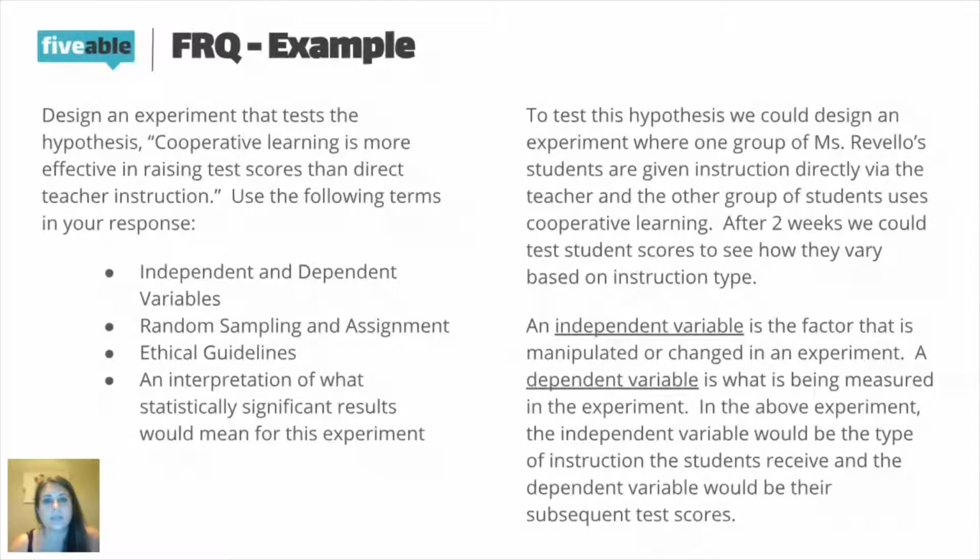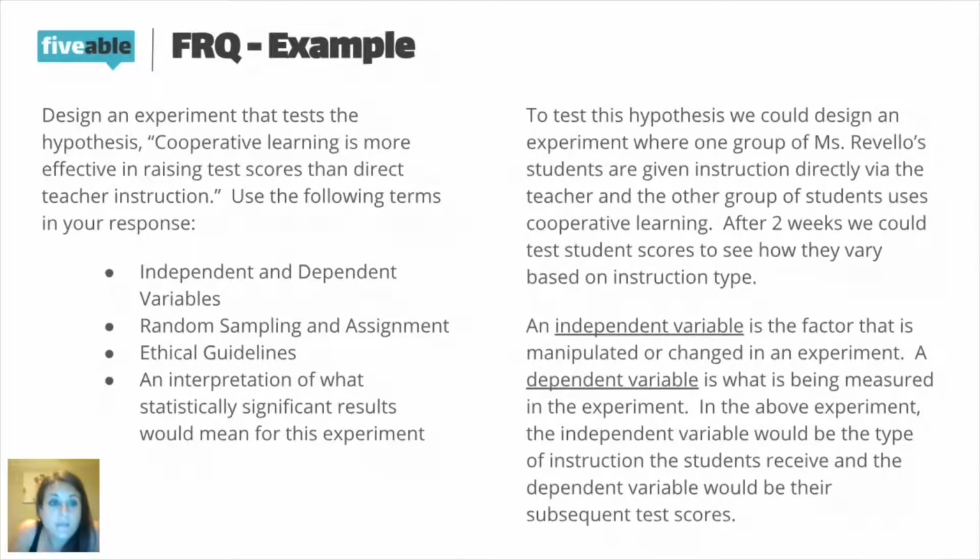So what I wrote is, to test this hypothesis, we could design an experiment where one group of Ms. Ravello's students are given instruction directly via the teacher and the other use cooperative learning. After 2 weeks, we could measure their test scores and see how they vary based on instruction. So I have to now use my experiment that I came up with in all of the rest of my responses. So you're going to be using that as we go.